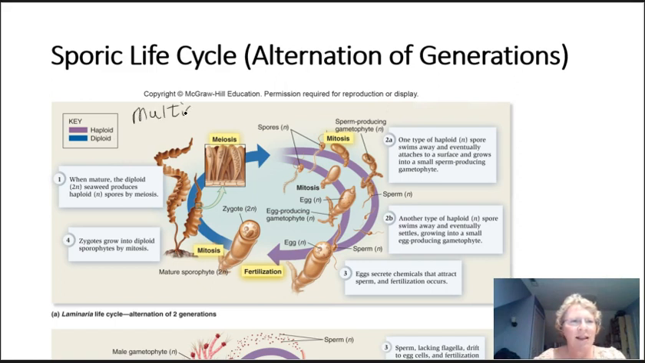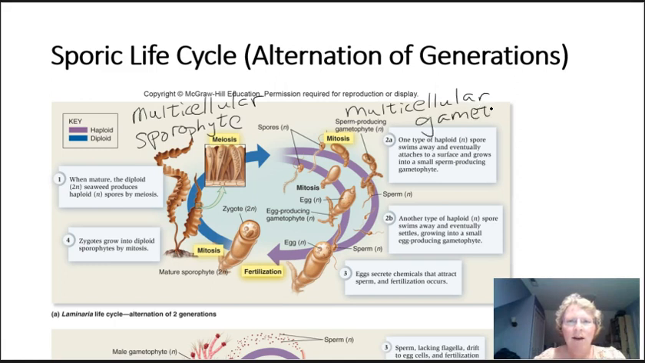You have a multicellular sporophyte. So when I see the word sporophyte, I think multicellular plant. And I've also got a multicellular gametophyte. And when I hear gametophyte, I'm again thinking plant. So the sporophyte, let's look at our key. The sporophyte is diploid. Let's use our shorthand, diploid.